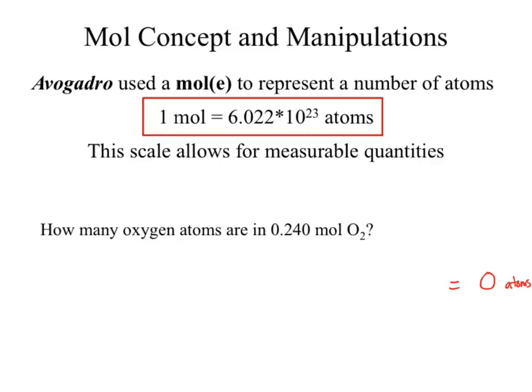What do we start with? 0.240 moles of oxygen gas, O2. What was the question again? Oh, I'll adjust this question just to match that in just a second. Okay. So that's what we start with. It's what we want to end with. We need to do a conversion. Are moles of O2 equal to atoms of O2? No. So we have to do a conversion. What conversion do you want to try and do?